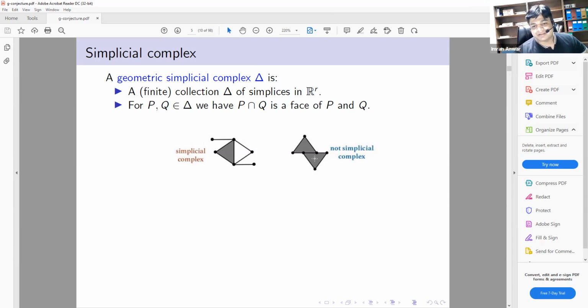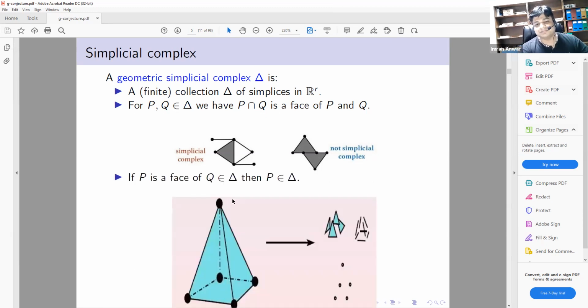This is a bad example. This is one simplex, this is the other simplex, but they are joining in a way that this particular vertex is a simplex here, but this particular vertex is not a simplex here, which is against the definition. This is violating this particular condition. So this is the geometrical definition of a simplicial complex, which is nothing but you obtain a simplicial complex by gluing together the simplices in a very systematic and nice way.